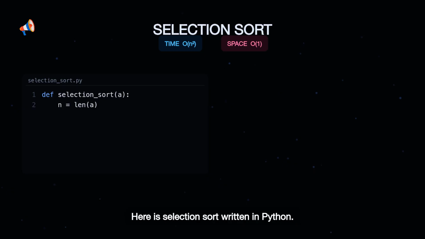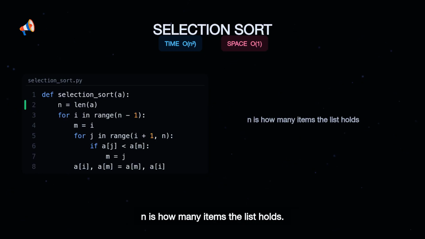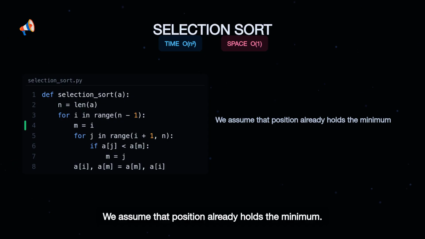Here is selection sort written in Python. N is how many items the list holds. The outer loop picks each position to fill. We assume that position already holds the minimum.